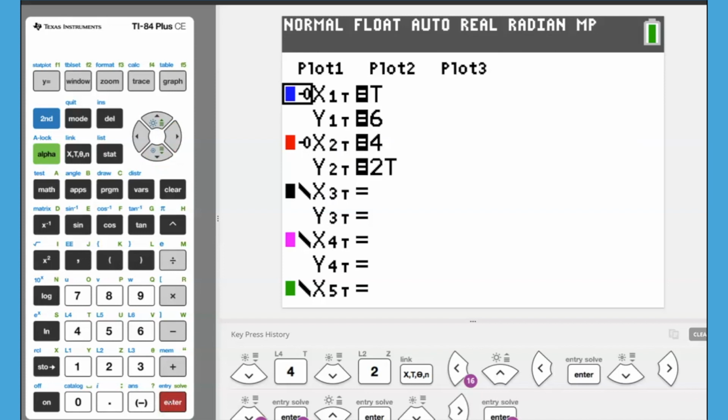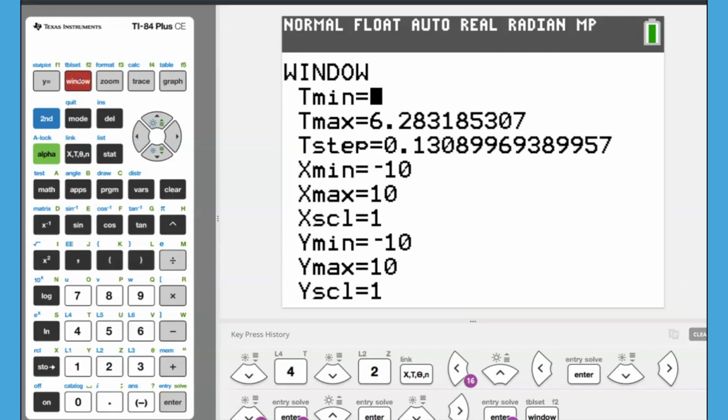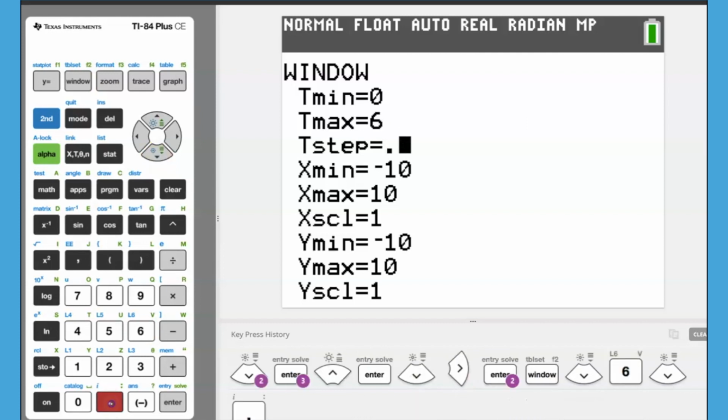Okay, and now we're going to go to window. So that's the next thing that we need to adjust. And in the window setting, you'll see this t that we need to think about. So t is our parameter, and that's representing time in this case. We are not going to allow time to go negative. We're going to have it start at 0, and I think going 6 seconds in should be sufficient. And then we're going to set our t-step to be 0.1.